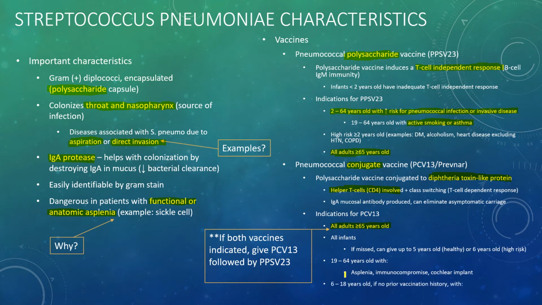And same, if you have 6 to 18 years old, if you have no prior vaccination history, so they missed everything, and they have these same three conditions, that's another indication for PCV13. So these all need to be memorized. I know this is unfortunate, and these are a lot of different criteria, but they need to be memorized because these are very high-yield topics that can be tested.